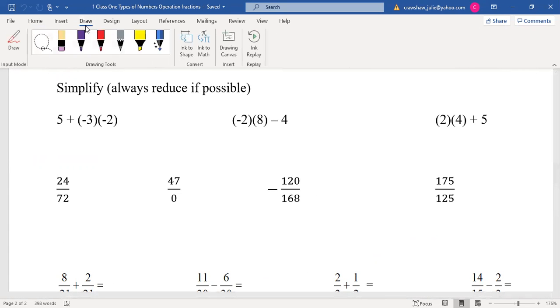The first thing I'm going to have to do is multiply the -3 times -2, which is going to give me a positive 6. And then I'm going to add the 5 plus 6 and get 11.